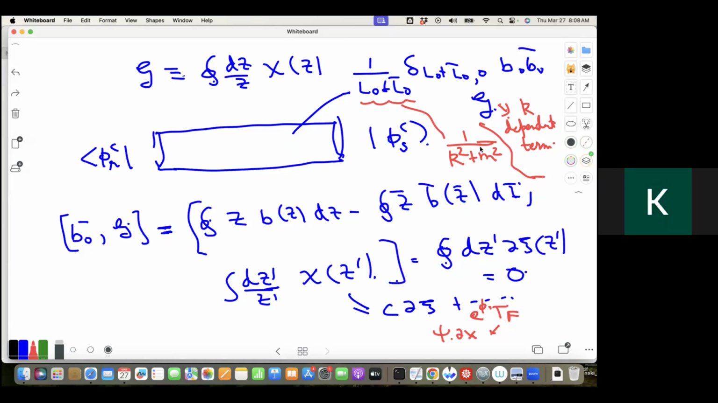Also, it's delta L0 comma L0 bar, right? That Kronecker delta. Yeah. Or delta L0 plus, sorry, L0, yeah, right. So this should be minus. Yeah, you can write it as this or delta L0, L0 bar. Okay. Other questions?